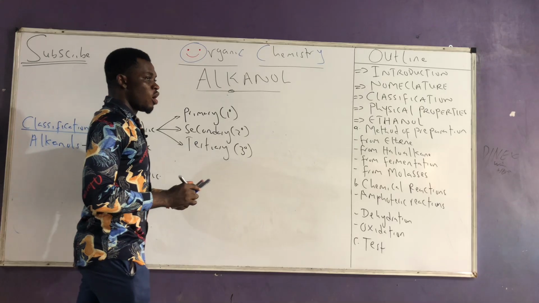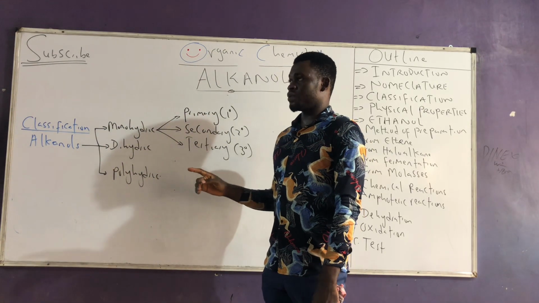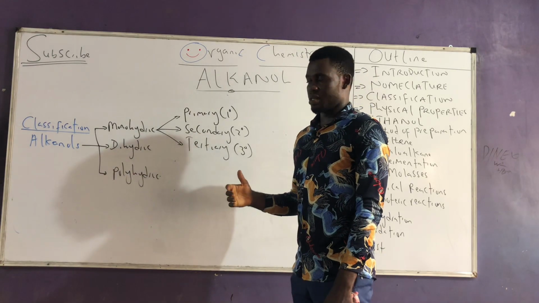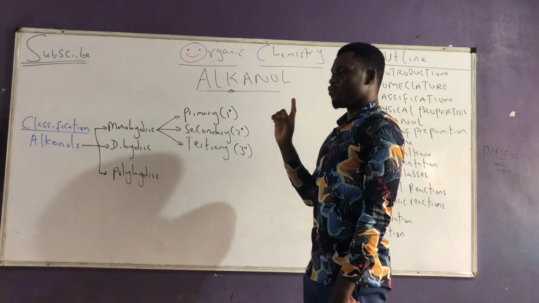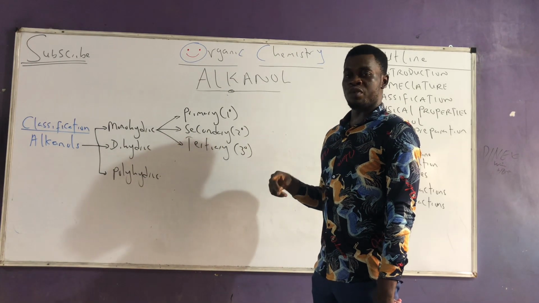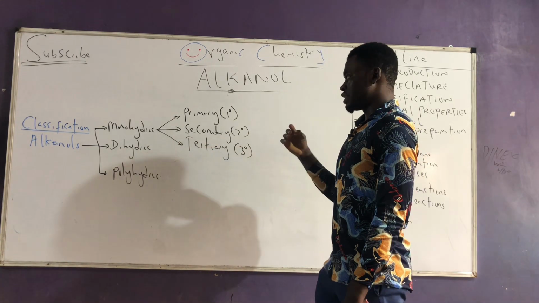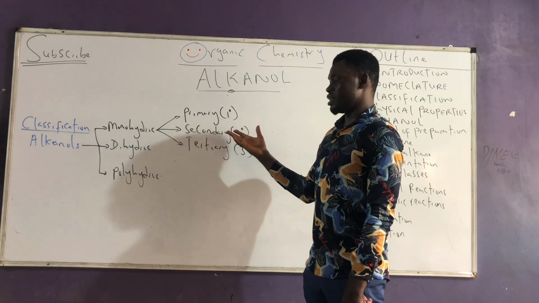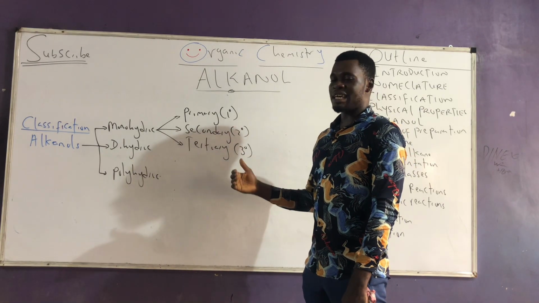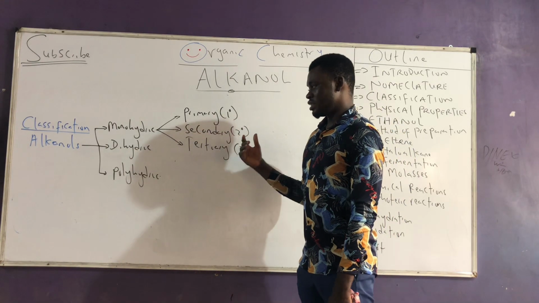So we can have three major types of alkanols. We can have monohydric alkanols, we can have dihydric, we can have polyhydric. Monohydric, we said they have one OH functional group. Dihydric, we said they have two OH functional groups. Polyhydric, we said they have three or more OH functional groups. Then we said monohydric can be classified into three based on the number of alkyl groups that are directly attached to the carbon with the OH group. We can have primary, secondary, tertiary.